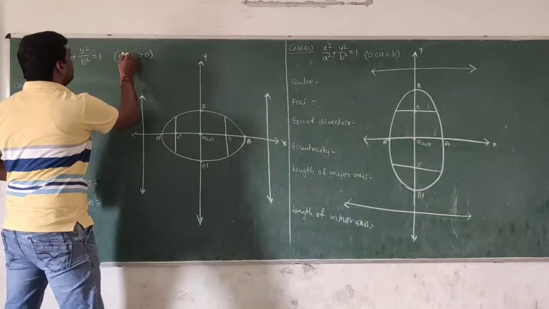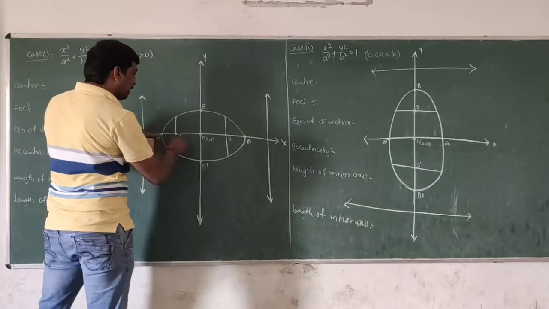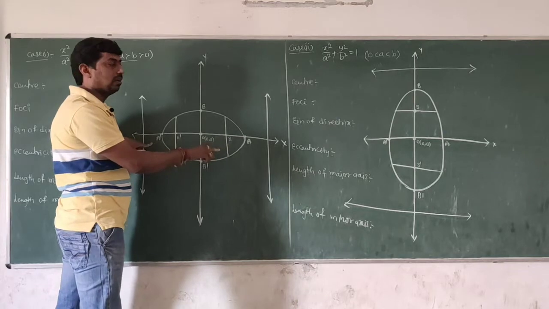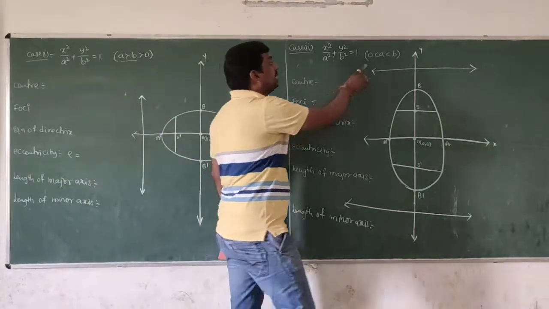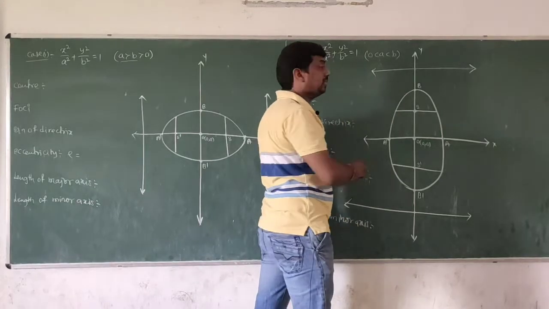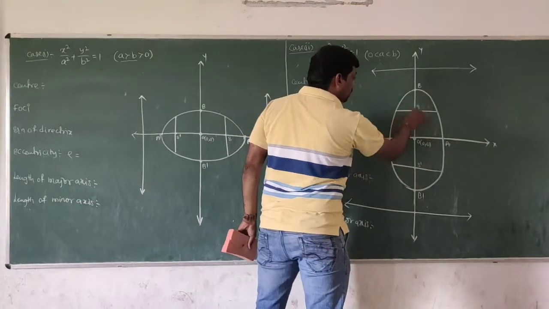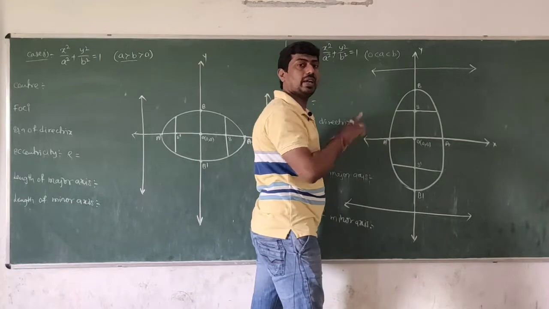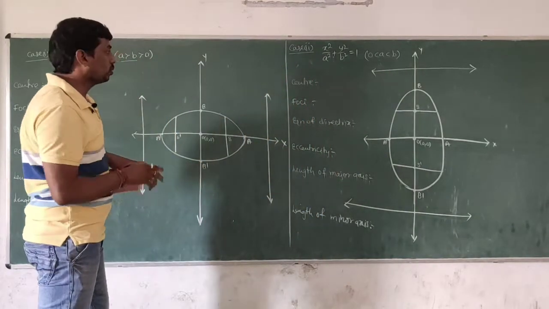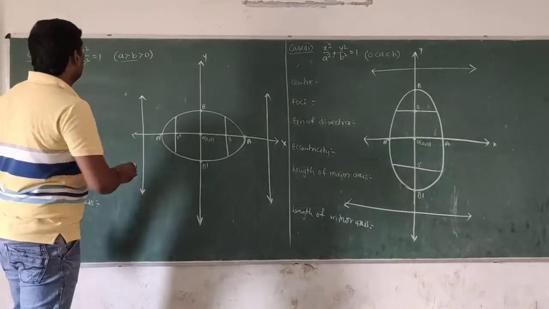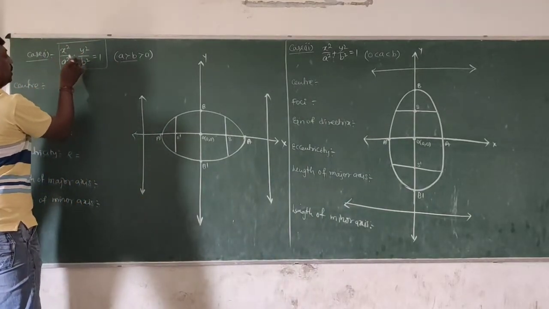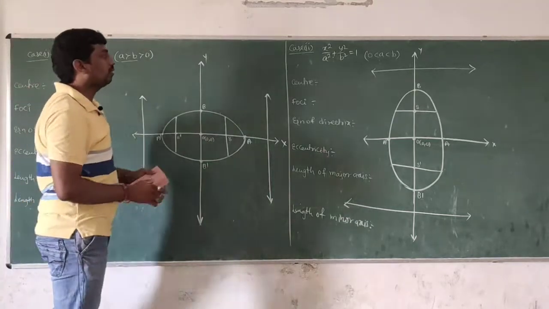If a is greater than b, then the major axis is A A dash, which lies on the x axis. If a is less than b, compared with b, a is small, then the major axis is 2b, which lies on the y axis. That is the basic difference between case 1 and case 2 in the ellipse. Both are in the form x square by a square plus y square by b square equal to 1.